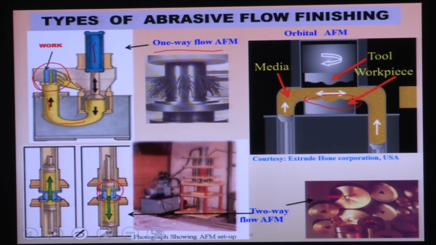So here this is the media cylinder, and another media piston is here. So it will move here. This kind of reciprocating motion is given, so that this media can polish the top surface of this workpiece. So this is called the orbital polishing process.